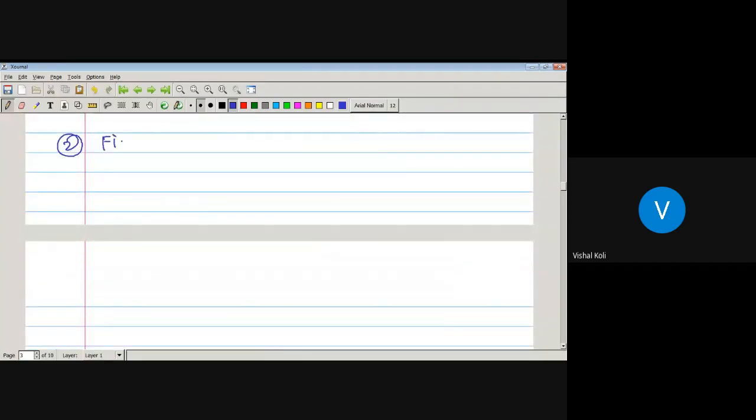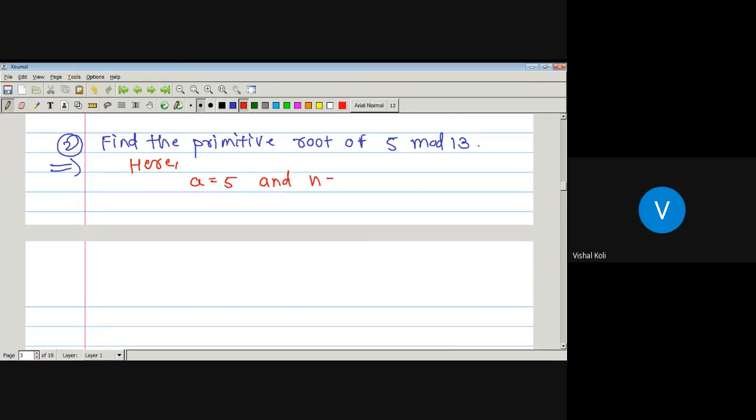Find the primitive root of 5 modulo 13. Okay, again we have given here a is equal to 5 and n is equal to 13. Again we have to find out the primitive root r.